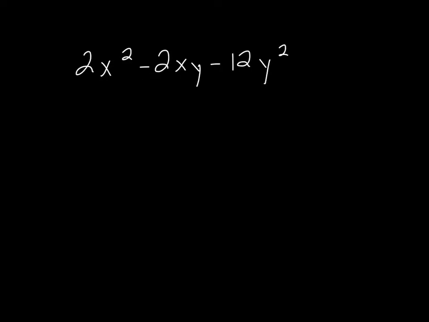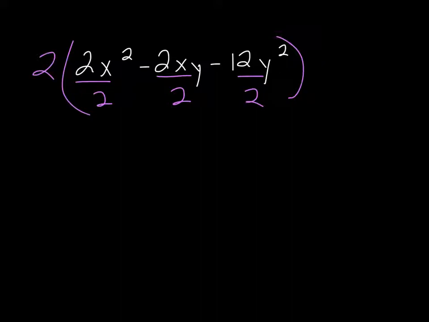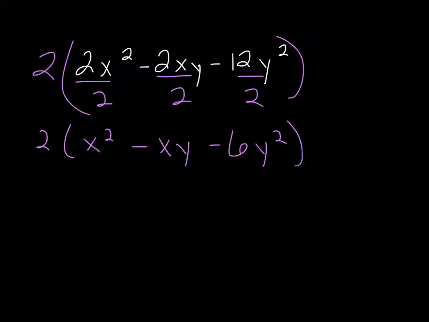On this one, we need to take out a common factor first. You always want to take out a common factor first when you're factoring, if you have one. And we do have a common factor of 2. So that gives us 2 times x squared minus xy minus 6y squared. Now, a is 1 again, so we don't have to worry about a. B is negative 1, and C is negative 6.